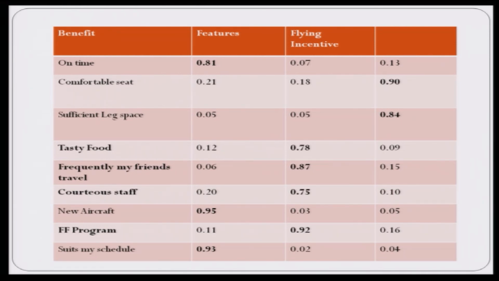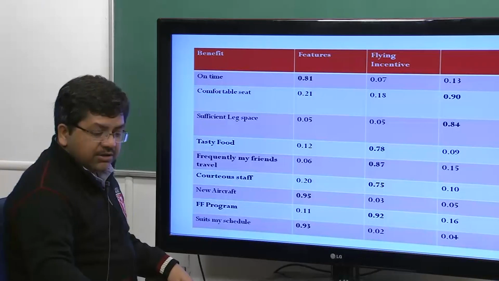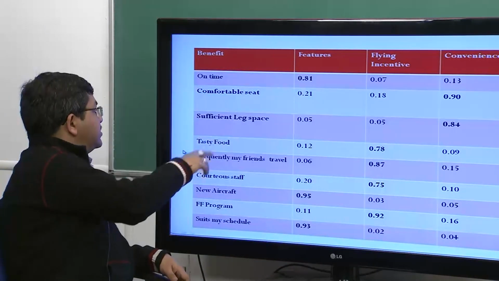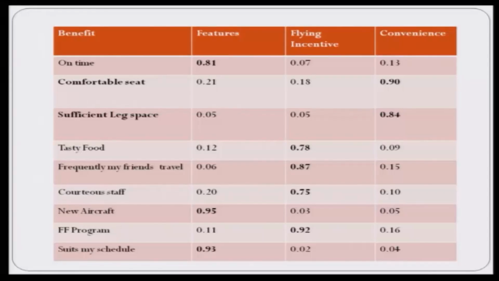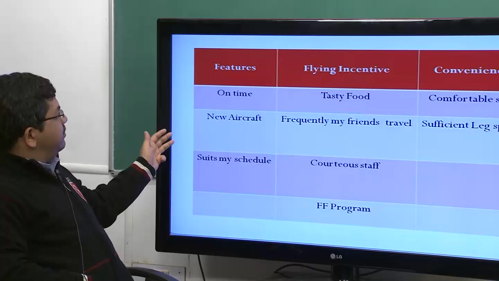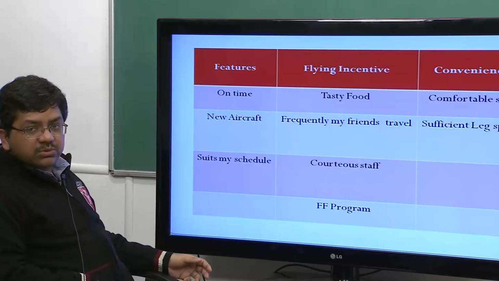These are the combined attributes which are of similar type, and they are captured in this flying incentive factor. Then you have the third type of factor, which is convenience, under which you have comfortable seats and sufficient leg space. I have summarized the results here: within features you will see that 3 attributes are combined together, that is on time, new aircraft, and suits my schedule.